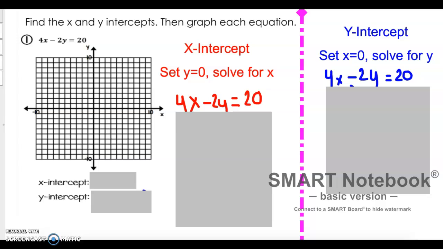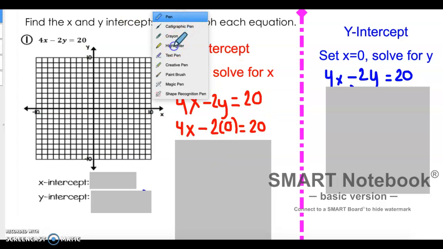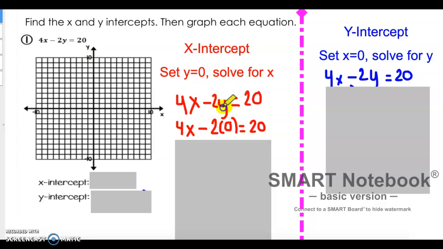To find the x-intercept, you set y equal to 0 and you solve for x. Because remember, for every single x-intercept, so for every point on the x-axis, the y value is 0. So we have our equation 4x minus 2y equals 20. We are going to substitute 0 in for y. So everywhere you see a y, you're going to replace it with a 0.